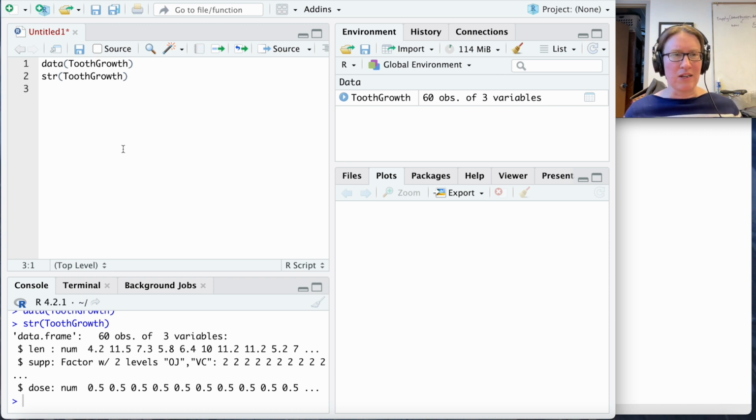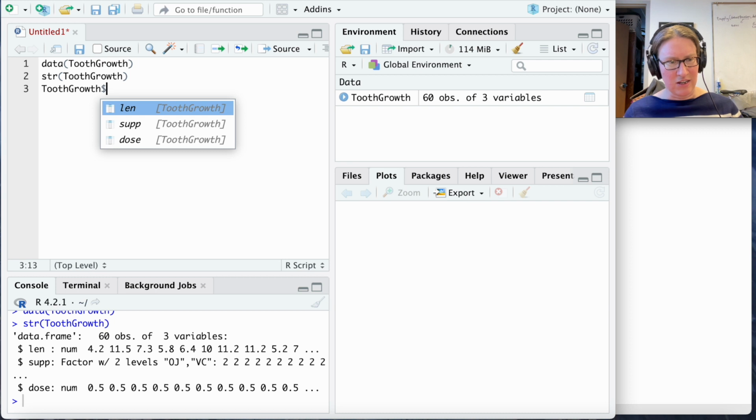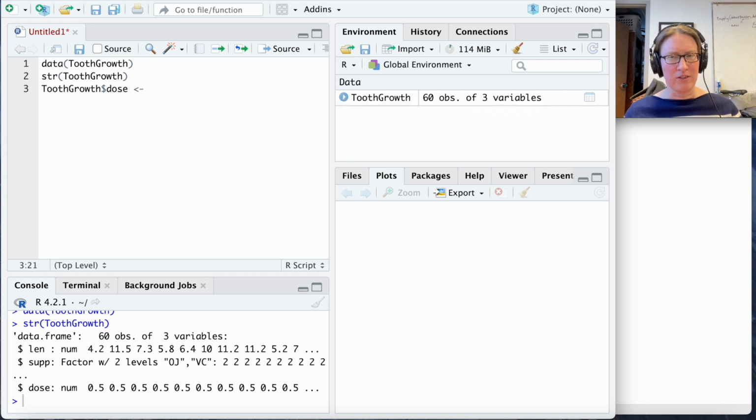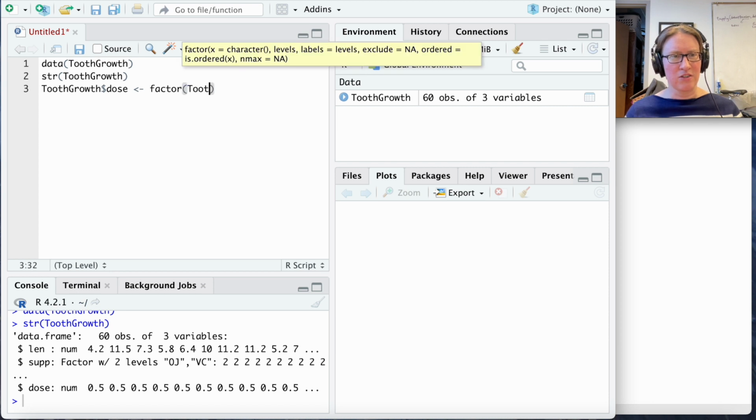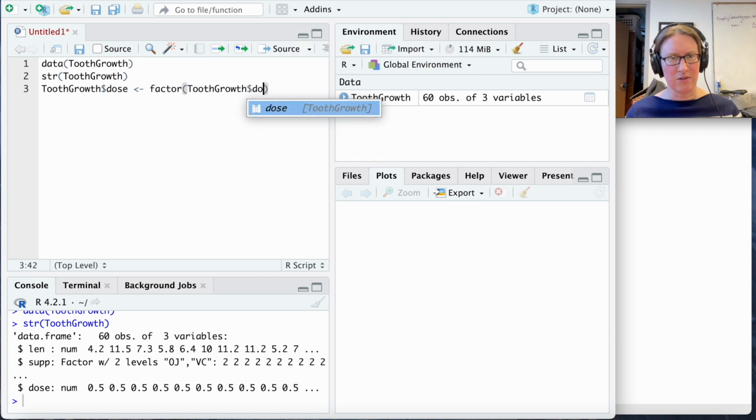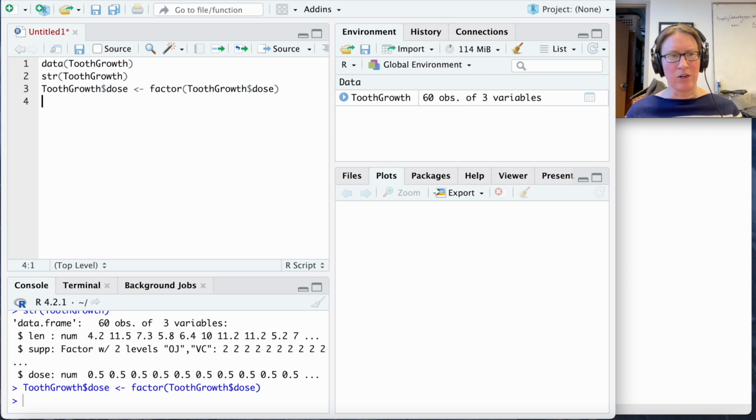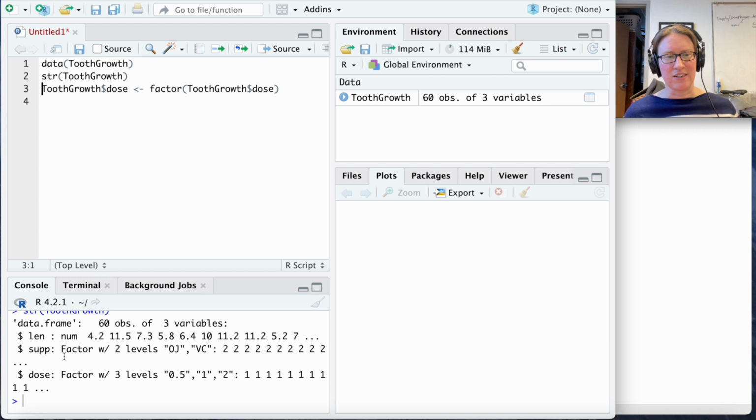So one of the things we're going to have to do with this data set, right now dose is coming in as a numeric object, and we actually need to convert this to a factor. So what I'm going to do is go ToothGrowth$dose. I'm going to turn this into a factor by using the factor function, ToothGrowth$dose. Okay. Run that. I'm going to go back up to line 2 and rerun the str function, and now I can see that indeed dose is being registered as a factor.